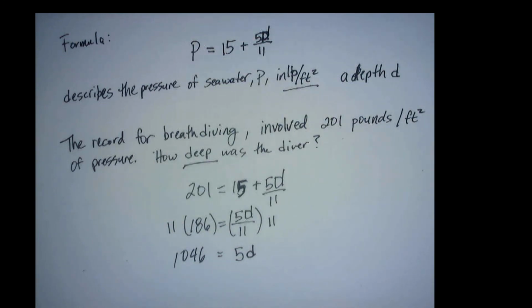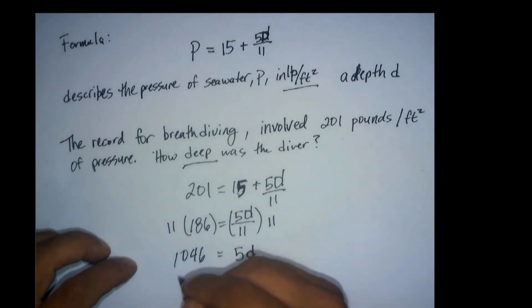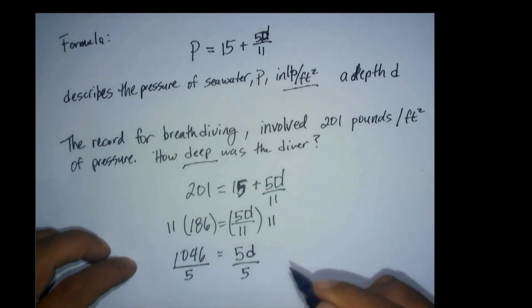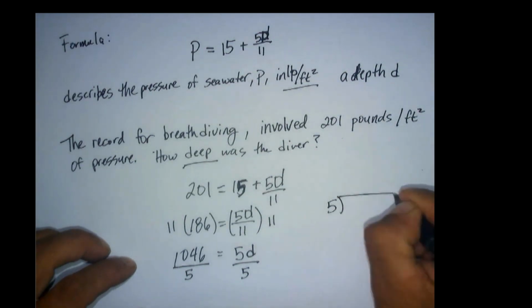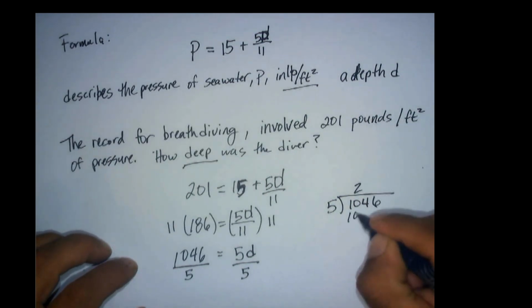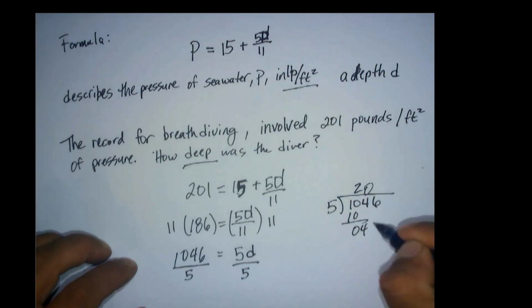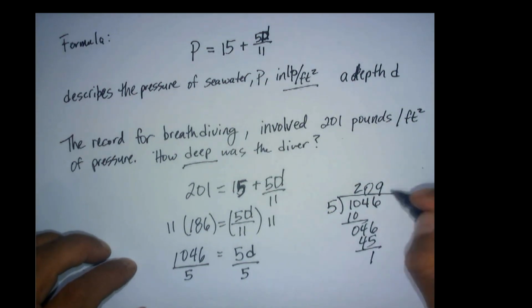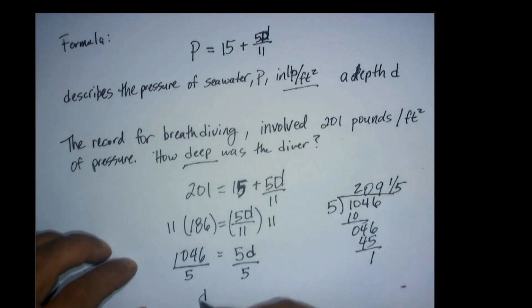There's a trick to multiplying by 11. Alright, now we're going to divide both sides by 5. Yep, divide both sides by 5. I said multiply. Alright, so I'm going to do this long. 5 goes into 10 twice. Goes into 4 none. Bring down the 6. It goes into 46 9 times, with a remainder of 1. So the depth is 209 and 1/5.